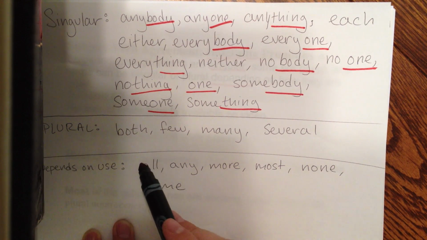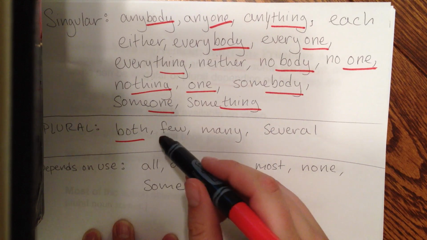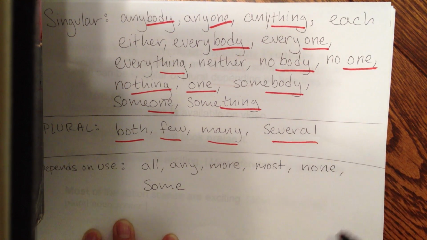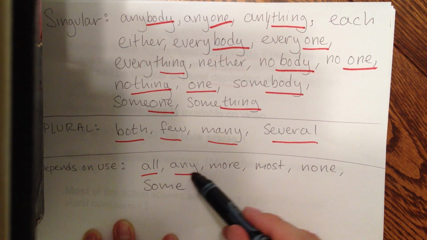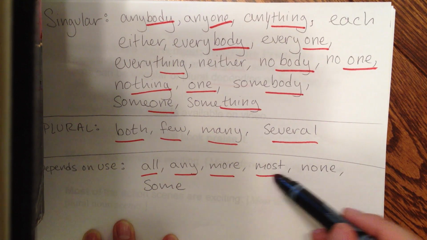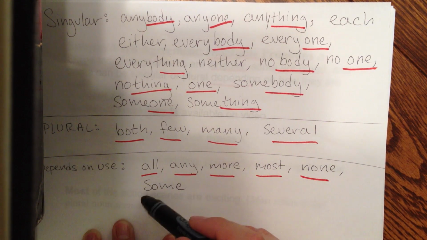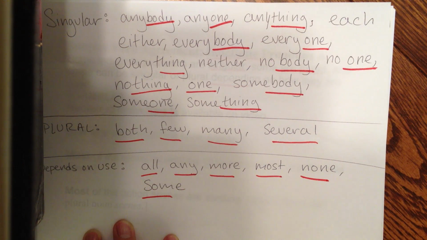Now these ones are always plural. Both is a plural subject, few, many, and several. And then these depend on prepositional phrases that follow them. So these can be plural or singular depending on the use.